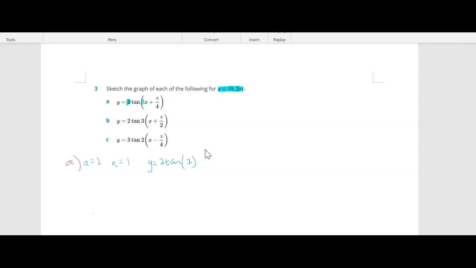Pi on 4 means that we've gone to the left, pi on 4. So we'll sketch the graph of 2 tan x first, and then we'll shift everything to the left, pi on 4. So we're going to take away pi on 4. First of all, your period, probably the easiest one to do. Remember the period for tan graphs is pi on n. For this one, it's just going to be pi.